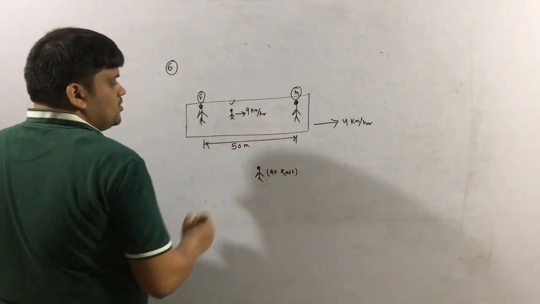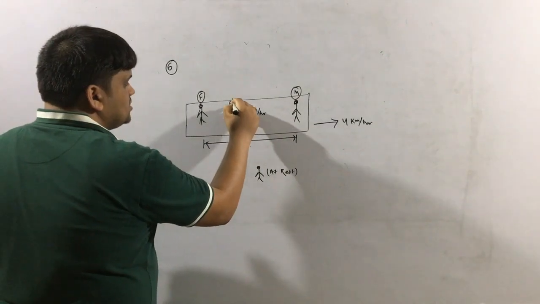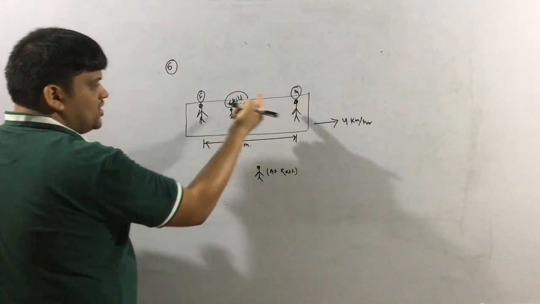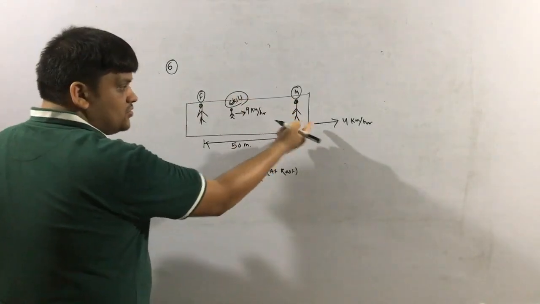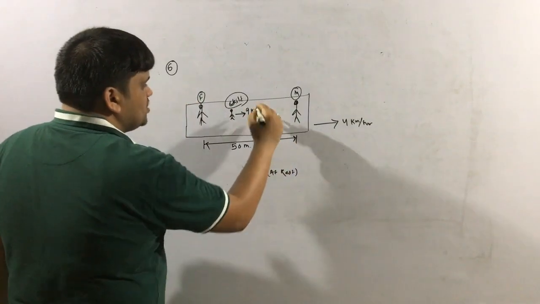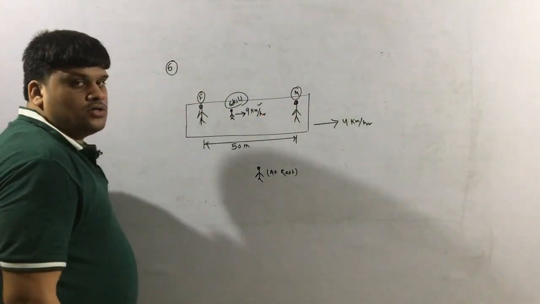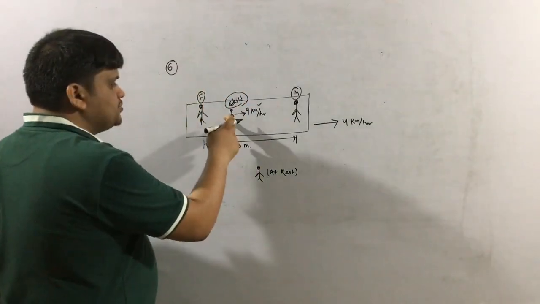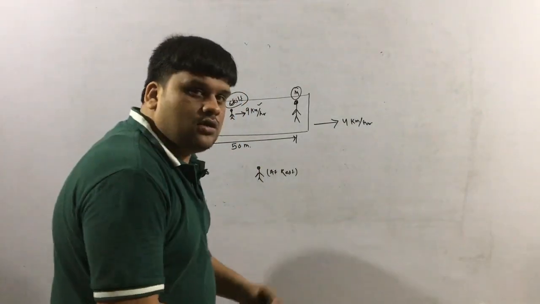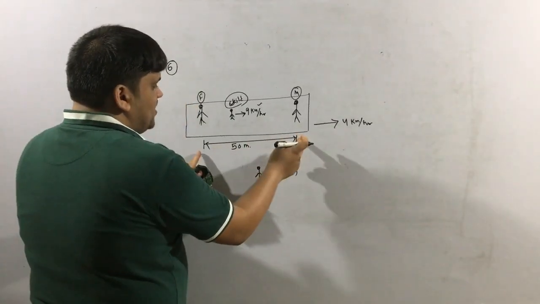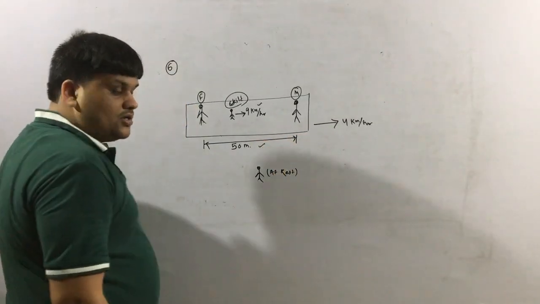There is a child who is moving. This is the child who is running from father to mother, then again from mother to father, again from father to mother. Like this, he is running to and fro between his parents with a speed of 9 km/h. Remember that the belt is running by itself and the child is again running on that running belt. And the distance between the father and mother is fixed at 50 meter.